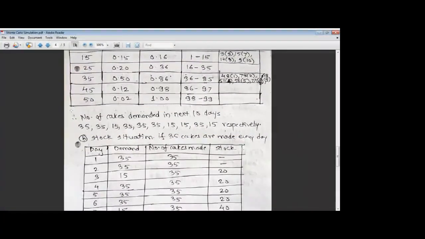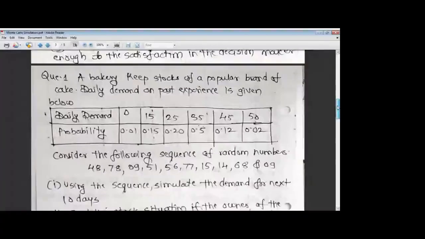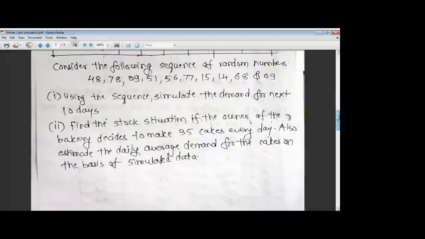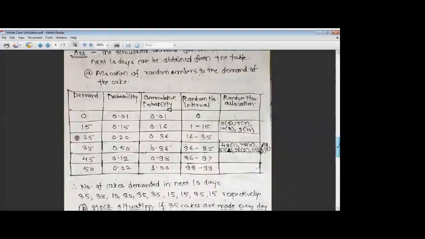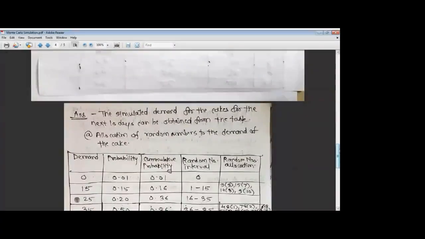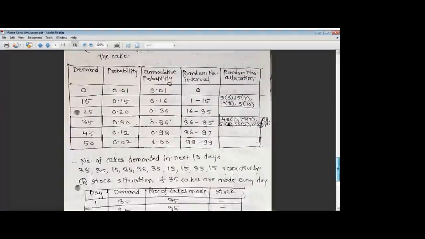So this answers our first question, that is, simulate the cake demand for 10 days. This is how the Monte Carlo technique works, right? If you have a different set of random numbers here, your answer will definitely be different. But to match with the answer, this has been given. Again, the selection of the random numbers is also one of the tricks, and I'll be throwing light on this aspect in a few of the numericals ahead.